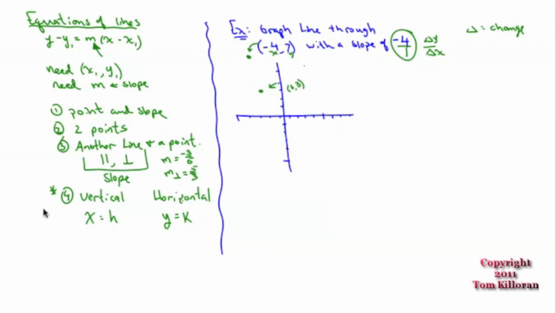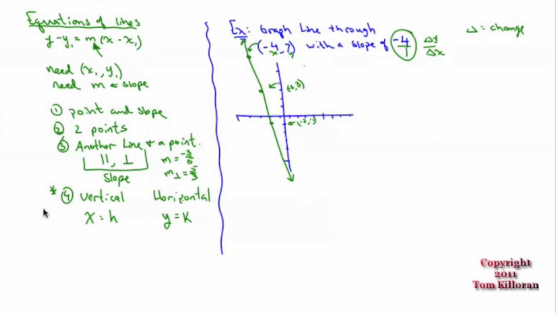And you can do it again. You can go down 4. That'll pass you 1 past the x-axis and over 1. I'm sorry, that would be -3, 3. This would be -2, -1. And then you can draw your line.